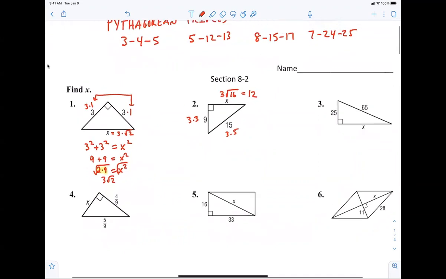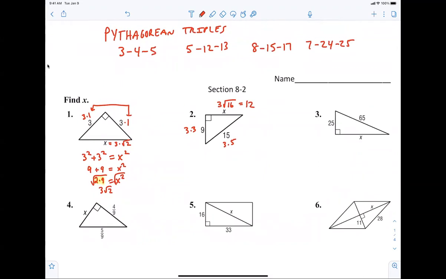So now, how did I know this was actually 12 without doing any work? It's a triple. It's a triple multiplied by what? 3. So 9, 12, 15. Is everybody with me on that? So let's look at number 3.